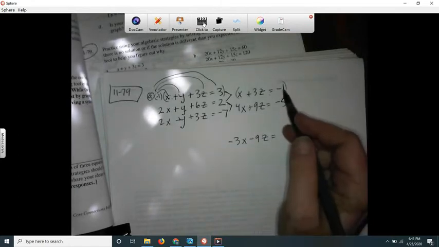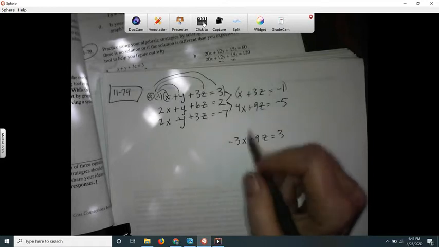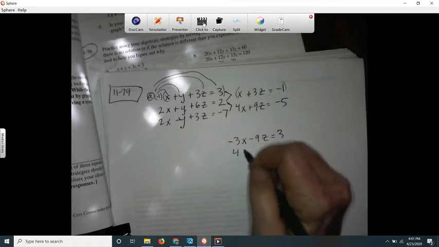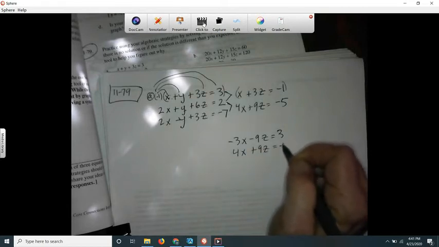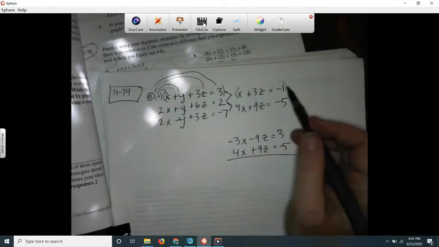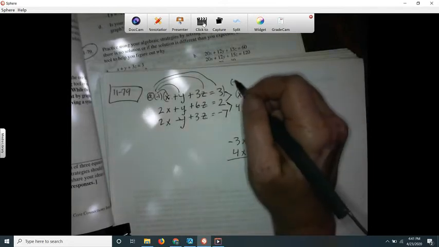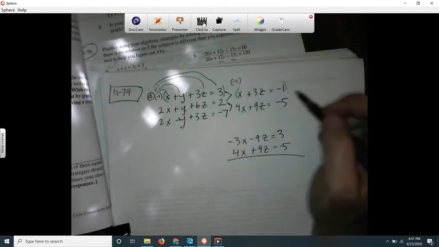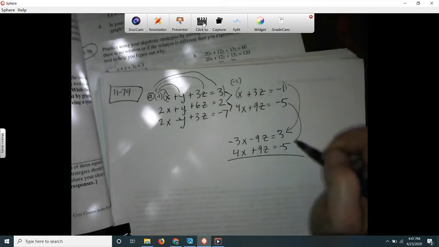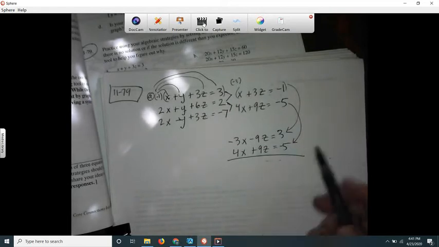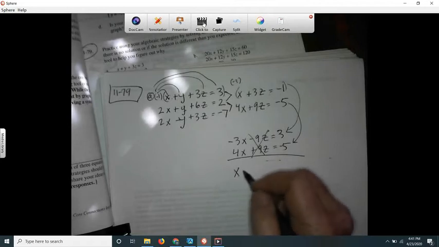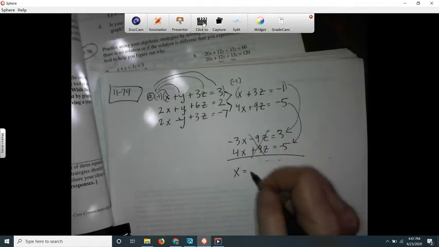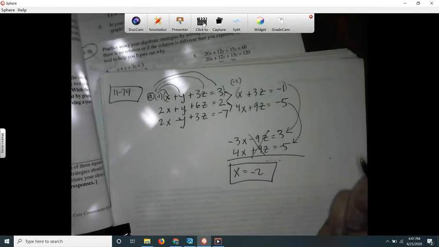-3 times -1 is 3. And I'm going to rewrite this one underneath it. See what I did? I multiplied that by -3. And then I just wrote it down here. And I wrote this one down here. And then I'm just going to eliminate the z's. And I have x equals -2, so now I know what x equals.